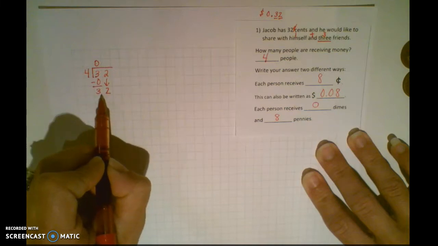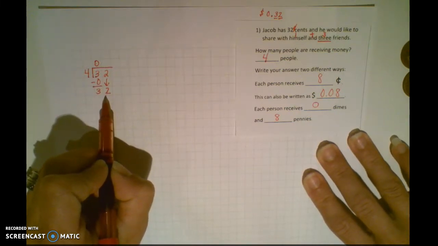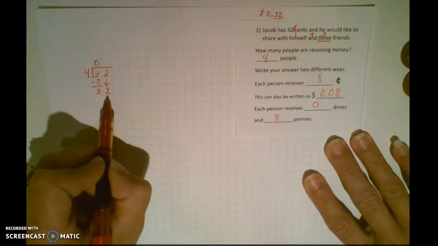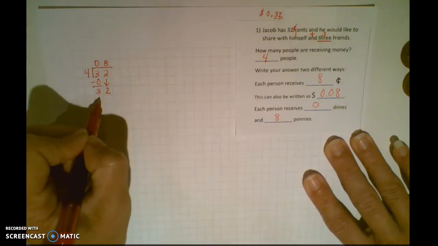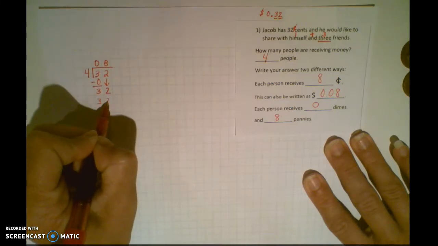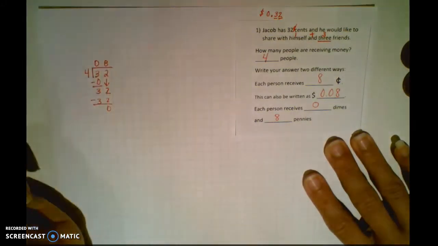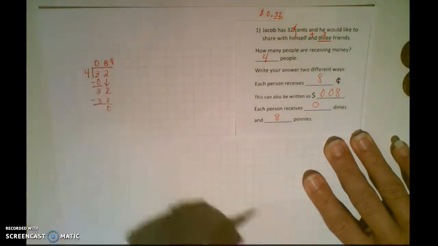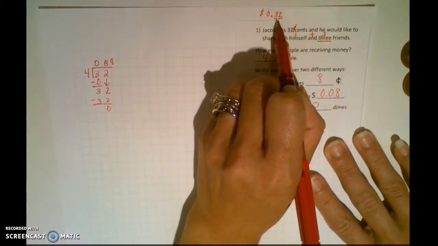So now I'm looking at the cents. How many hundredths? I had 32 hundredths because there were 32 pennies. 4 goes into 32 8 times. 4 times 8 is 32. And when I subtract, I get no remainder, so I know that it's 8 cents. So this one I would write the cent symbol because there's no decimal. But now let's look at it using decimal.